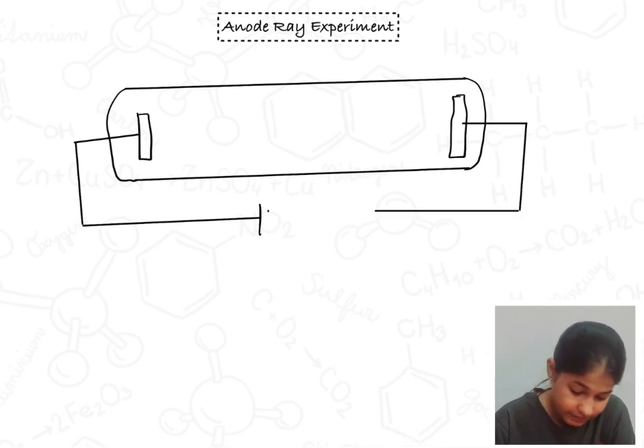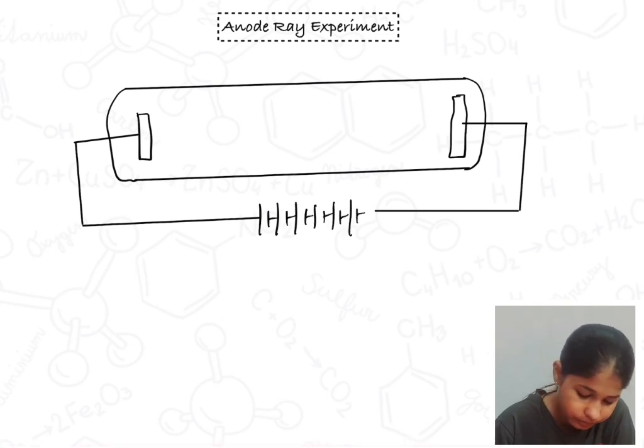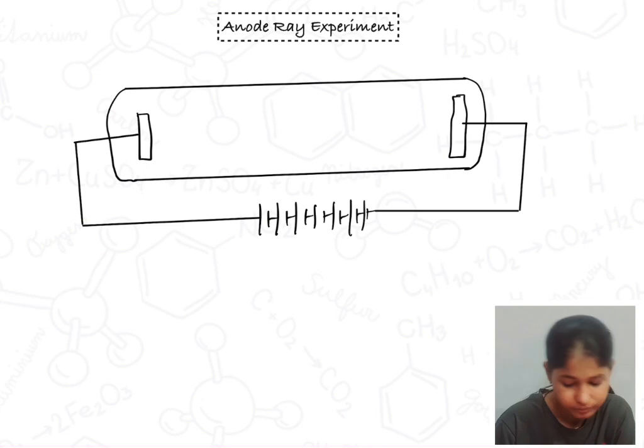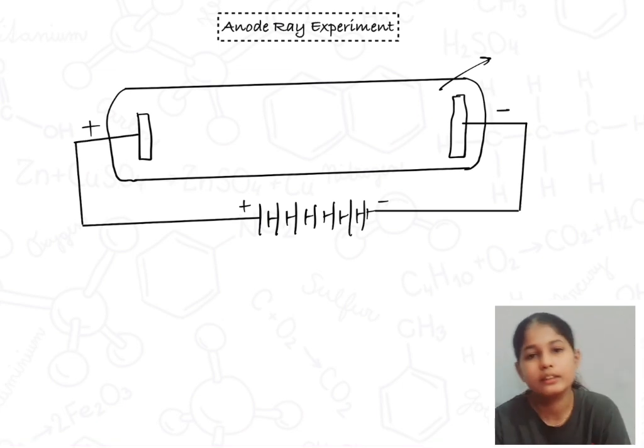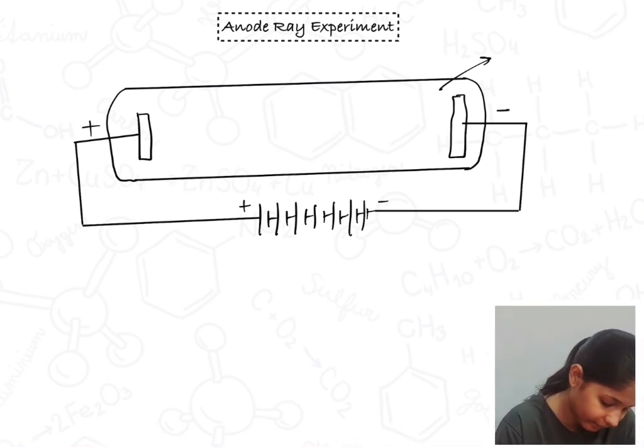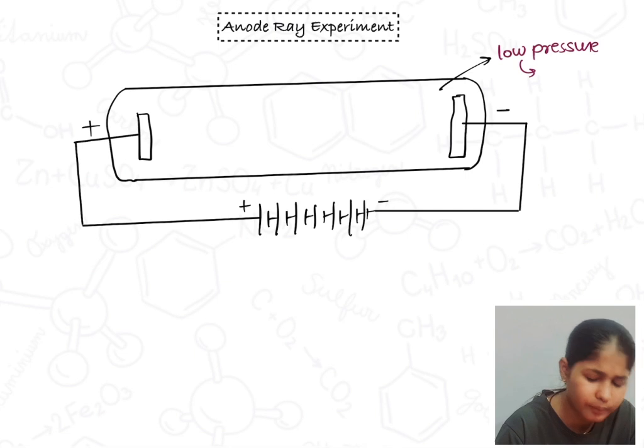Now, in this setup also, the electrical source is there. This is positive. This is our positive electrode. This is negative. Now, it also has low pressure inside it. Low pressure. What was its magnitude? Its magnitude was almost the same. That was 10 raised to the power minus 4 mmHg.